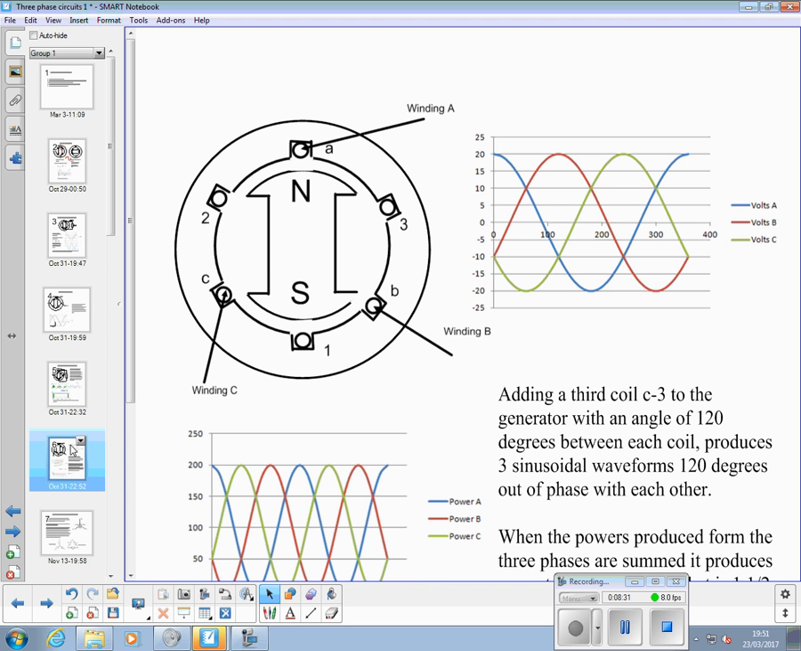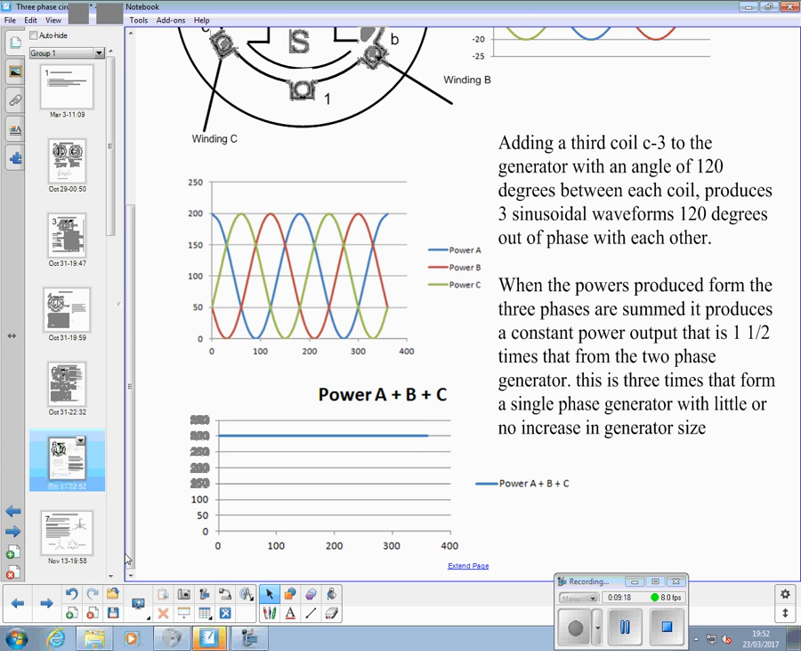Let's go one step further. 120 degrees, 120 degrees up, which gives us three power pulses, right?